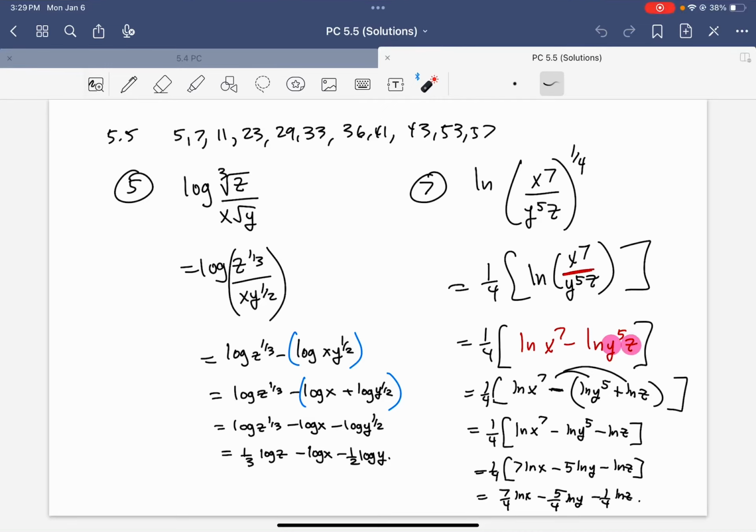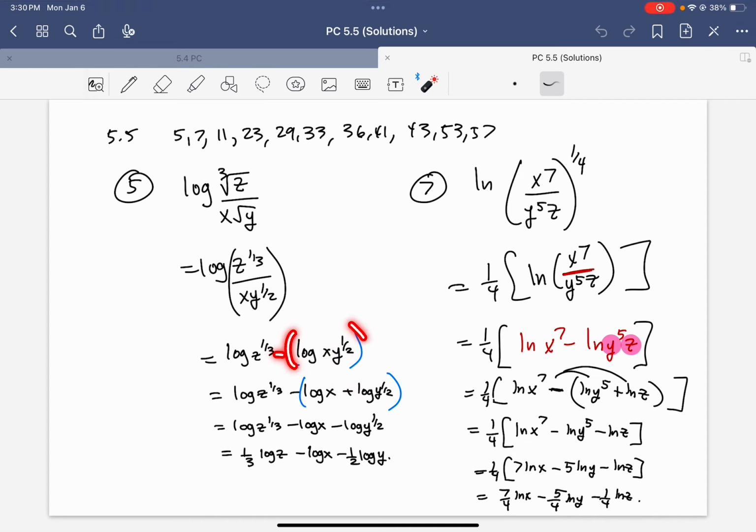Okay, so let's go through this homework. First, when we look at number 5, we see that we want to expand this log. So we know that division turns into subtraction because of our log properties. And then this multiplication turns into addition. But here we have to be careful.